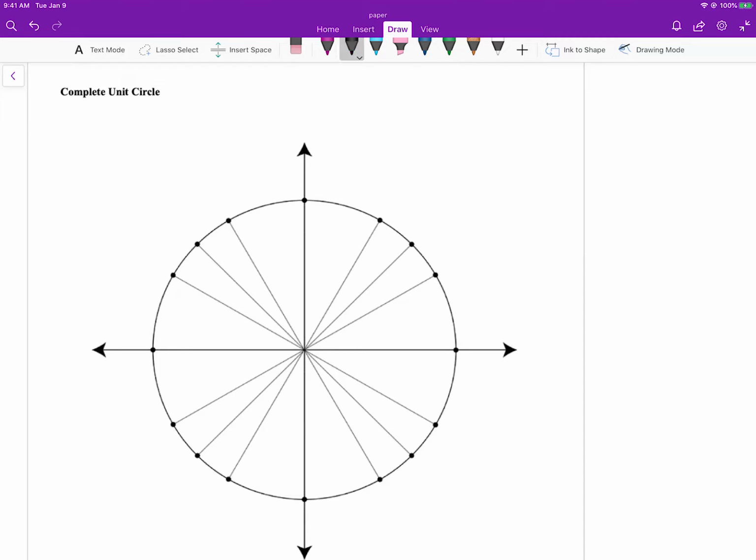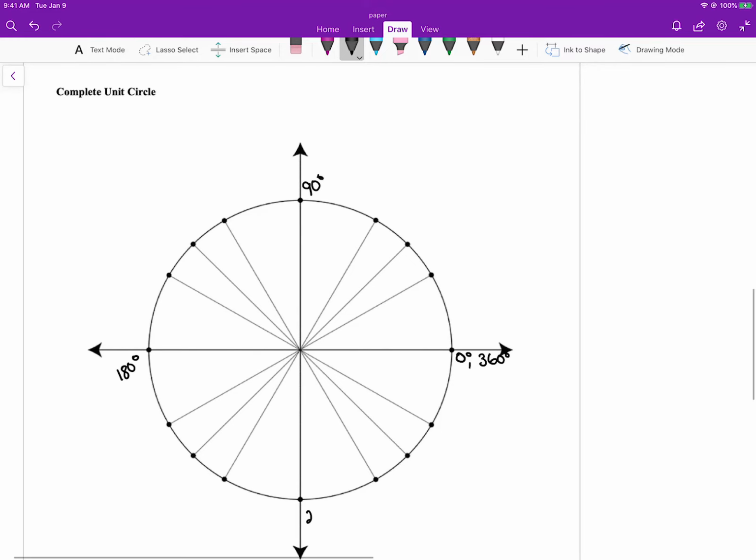This is 0 here. And 1 revolution all the way around the unit circle is also 360 degrees. 0 degrees, 360 degrees. Then we have 90 degrees. I'm going to just do degrees right now. 180 degrees. 270 degrees. And then also we can do our x and y coordinates.